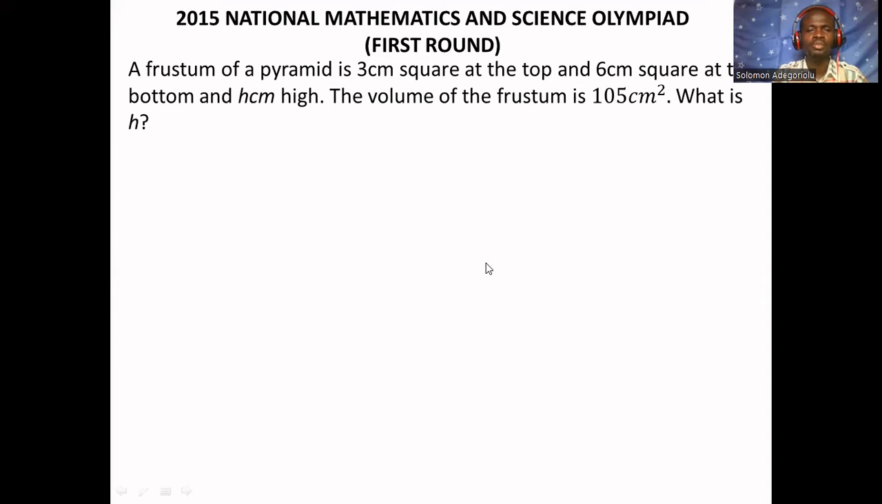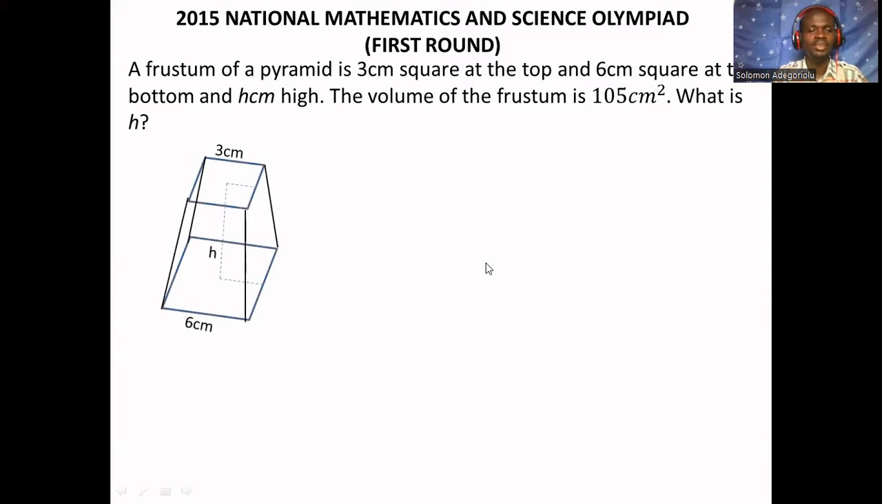For us to be able to analyze this question well, how do we do it? Let's try and illustrate this on a diagram, which gives us what we have on the screen here. You can see that the shape at the top is a square, 3 by 3, that's 3 centimeters by 3 centimeters, and the shape at the bottom is also a square, 6 by 6. We're looking at the height of the frustum. From the question, the volume is given, the size of the square at the top is given, which is 3 by 3, and the size of the square at the bottom is also given, which is 6 by 6.